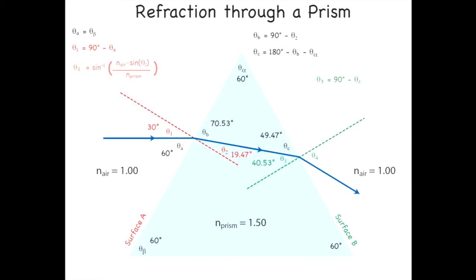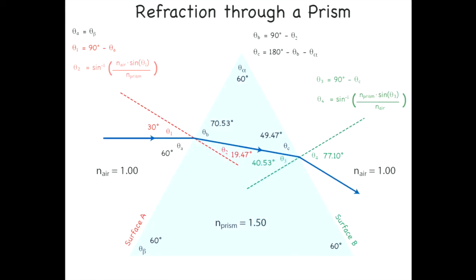We have theta 3. We want theta 4. We have Snell's law, so we just apply it, right? Being careful, of course, that theta in and theta out here was air to glass, and on this side, it's reversed. It's from glass to air.